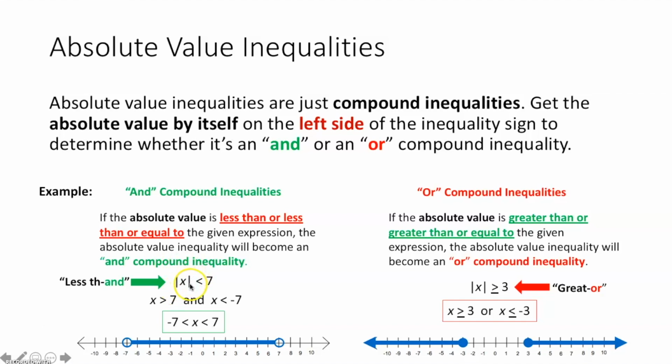And once the absolute value is by itself on the left side of your inequality sign, it's either going to be less than or equal to, in which case it's going to be an and, less than, an easy way to remember that. If it's greater than or equal to, it's going to be great or. It's going to be an or compound inequality. So if you have the absolute value by itself on the left side of your inequality, a less than or equal to symbol means it's an and compound inequality. A greater than or equal to symbol means it's an or compound inequality. And that's how you decide.